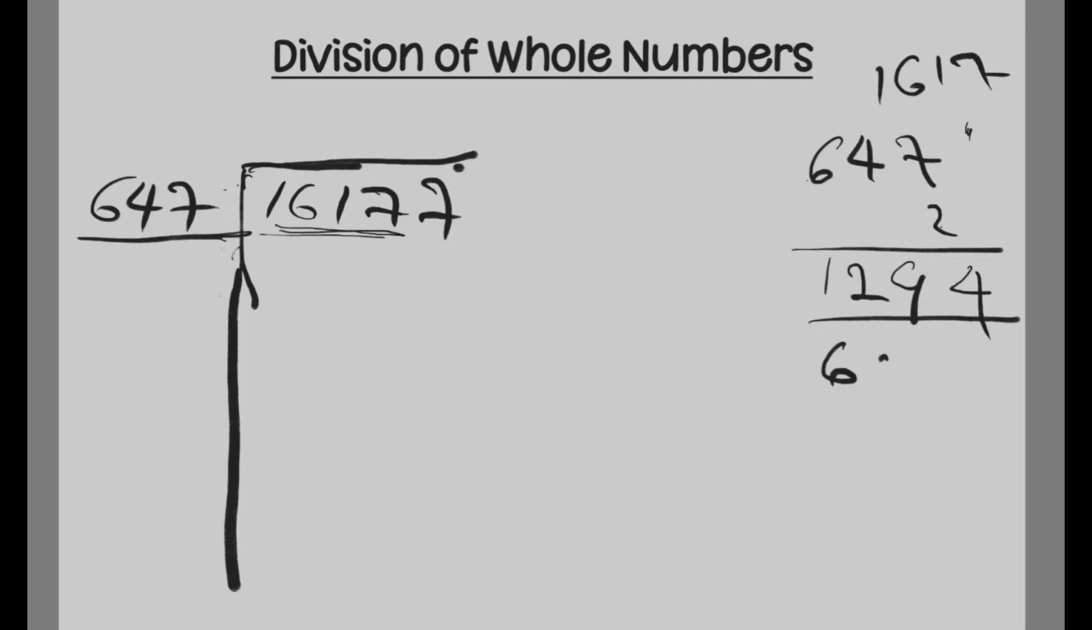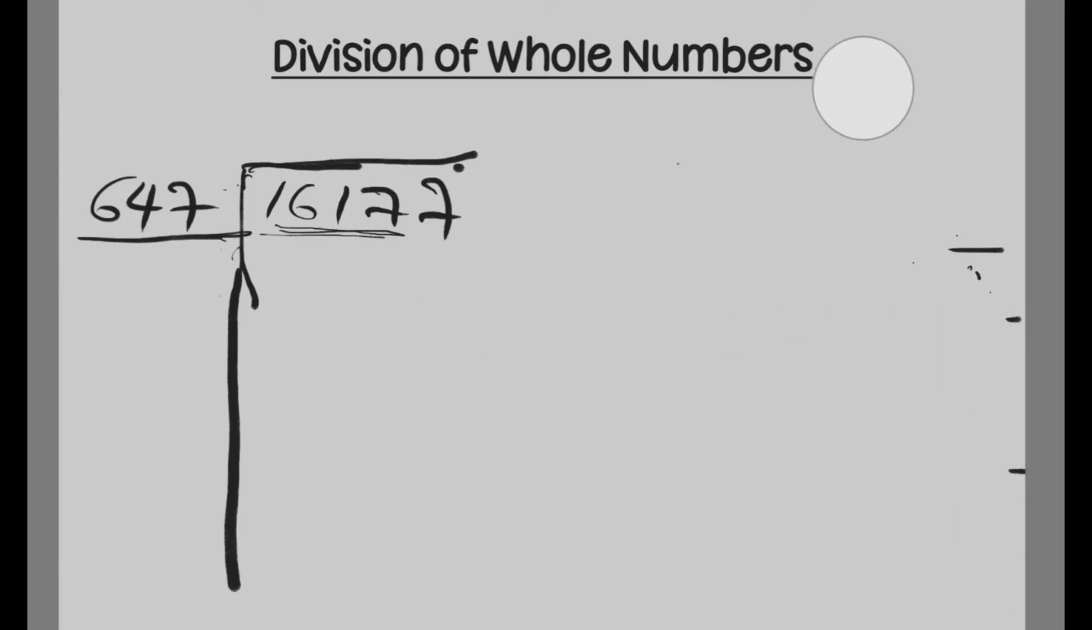Then I'm going to do 647 times 3 to see if this is the closest I can get. So let's see, 3 times 7 is 21. I'm going to write 1, carry 2. 3 times 4 is 12, plus 2, that's 14. So I'm going to write 4, I'm going to carry 1. 3 times 6 is 18, plus 1, that's 19. So you can see I can't use 3 because this gave me 1941, which is greater than 1617. So in that case, I'm going to be using 2. So I'm going to write my 2 right here.